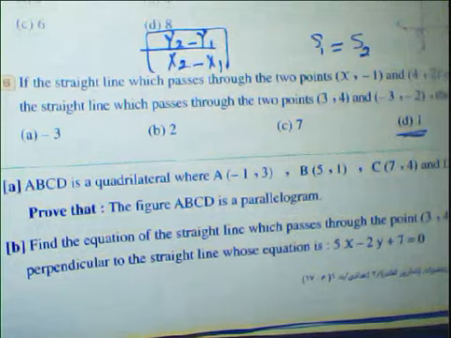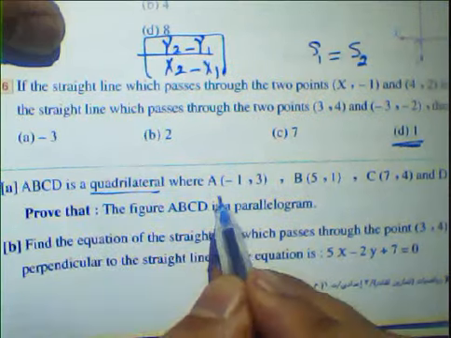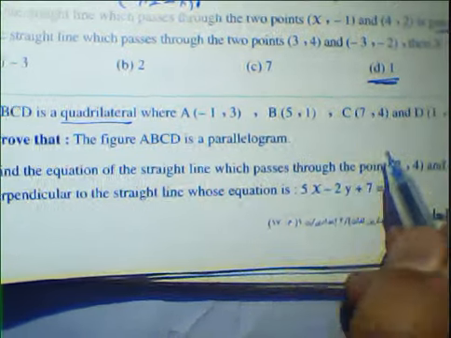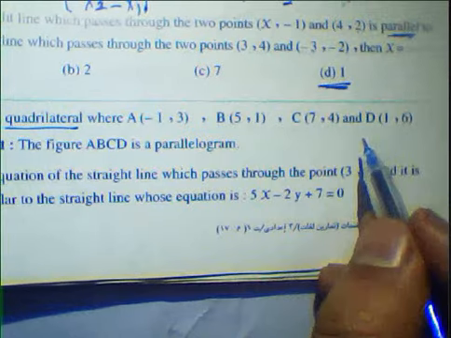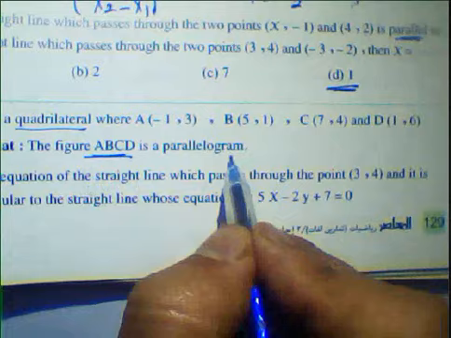Next question, letter A. ABCD is a quadrilateral where A is (-1, 3), B is (5, 1), and C is (7, 4), and D is (1, 6). Prove that the figure ABCD is a parallelogram.